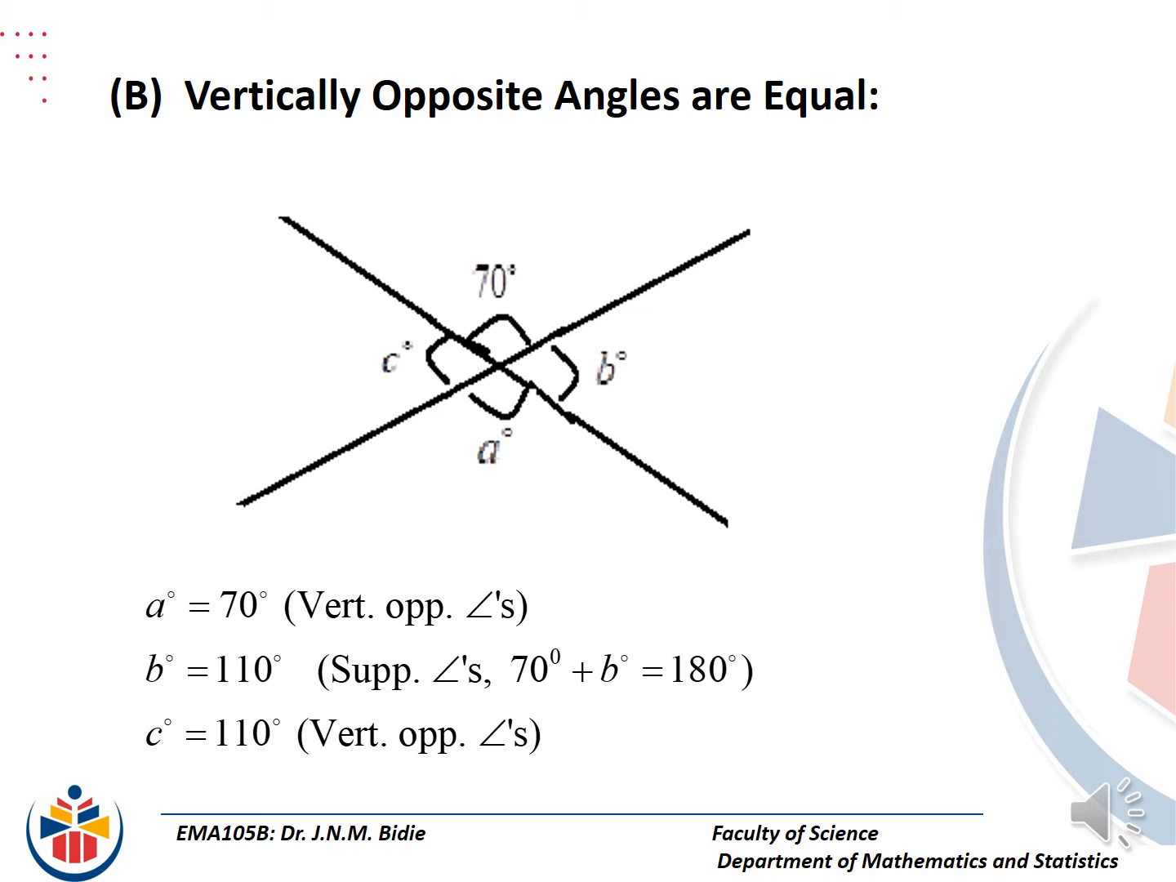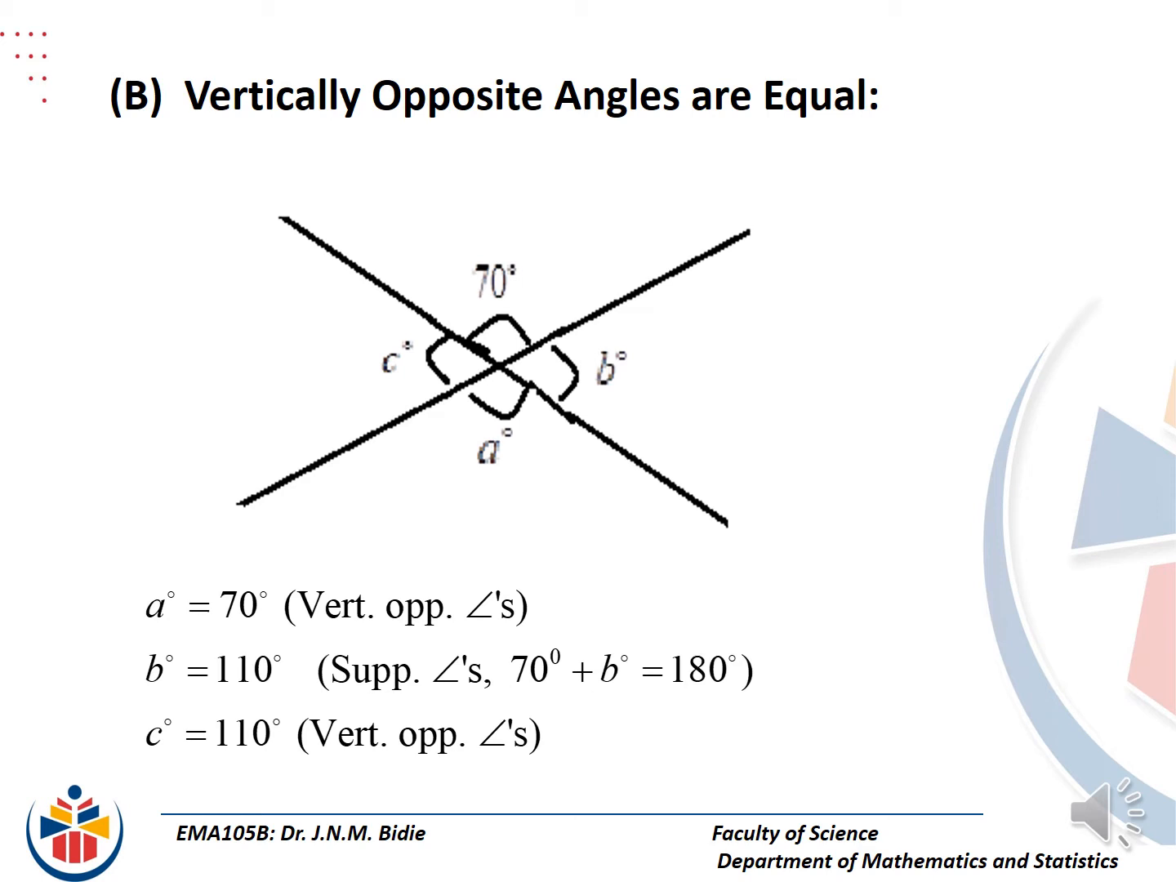The second property that we have to recall is that vertically opposite angles are equal. So for this diagram, we've been given two intersecting lines, and we're asked to find the values for A, B, and C, and we're only given 70 degrees. So the first thing that we need to remember is that A and 70 degrees are vertically opposite angles. Therefore, A is equal to 70 degrees as well.